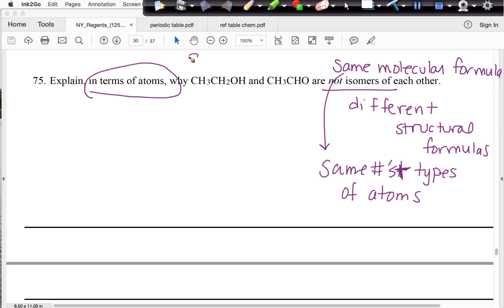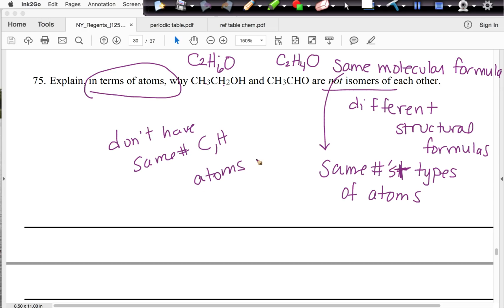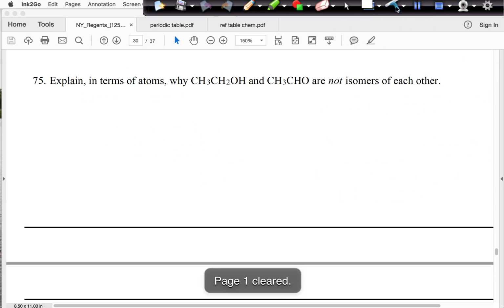Well, if we count this up, this is C2H6O. And this is C2H4O, right? 3, 4, 5, 6, 3, 4. So they don't have the same numbers of carbon and hydrogen atoms. They have to have the same number and types of atoms to fit this first criteria of the same molecular formula. So they have different numbers of certain types of atoms.